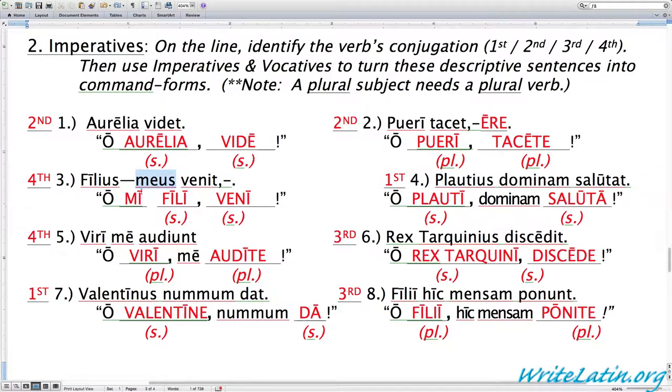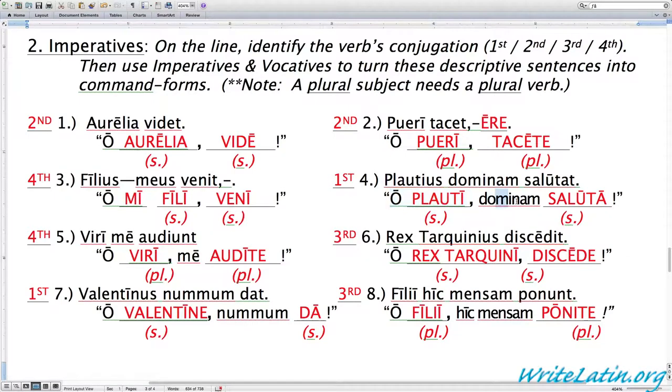Meus becomes me, because that was your special rule. Filius becomes fīlī, because that's your special rule. So: O mī fīlī Marce. And then veni, being fourth conjugation, is stopped after the characteristic vowel. Number four, Plautius greets the mistress.